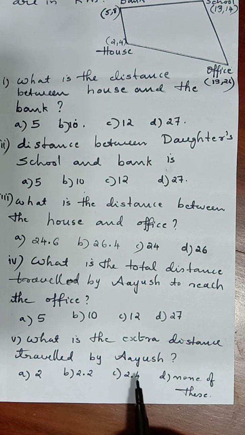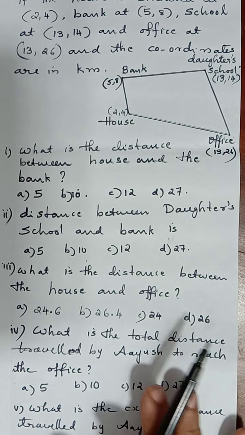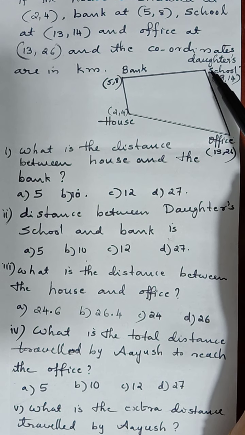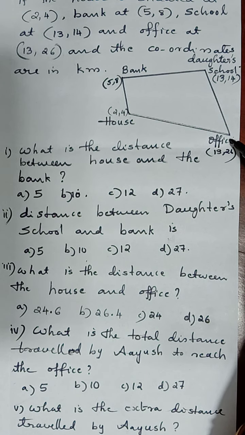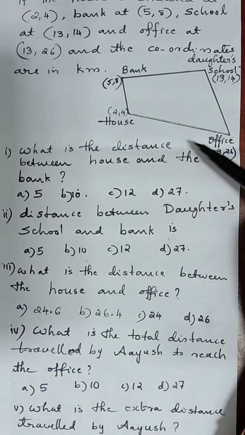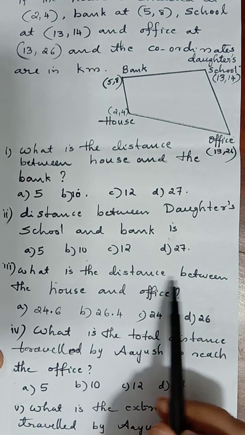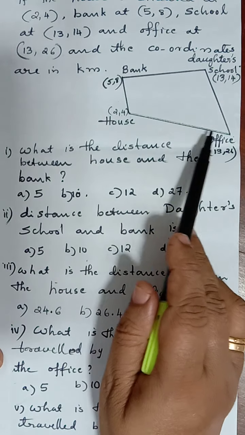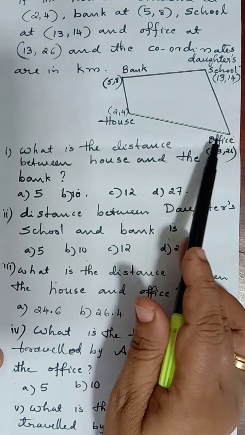What is the extra distance traveled by Ayush? Here, how to find out extra distance traveled by Ayush? First, he is moving like this. He is starting from house, moving to bank, then to daughter's school, then to office. Here we have found out 27 kilometers he has moved. Otherwise, from house to office, what is the distance he has traveled? That is given in question number 3. What is the distance between house and office? That is the shortest distance that we have already found out. It is equal to 24.6 kilometer.